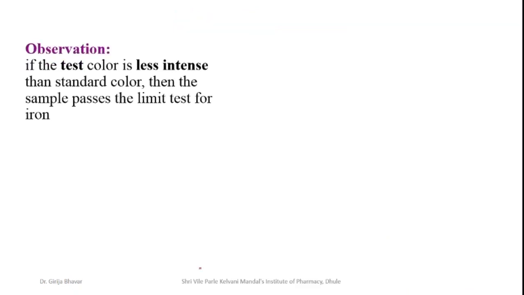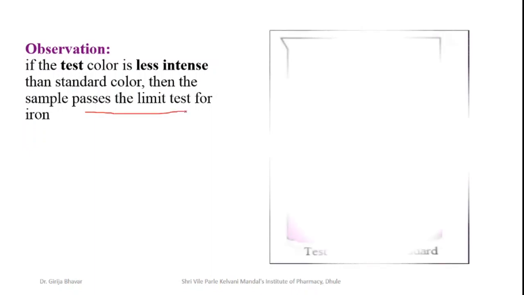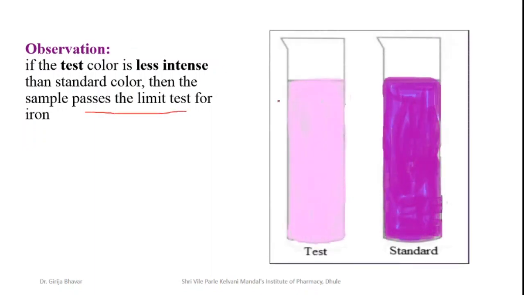Now, if the observation is such that the test color is less intense than the standard color, then the sample passes the limit test for iron. So if the purple color produced in the test solution is less intense than the purple color produced in the standard solution, then the sample passes the limit test for iron.